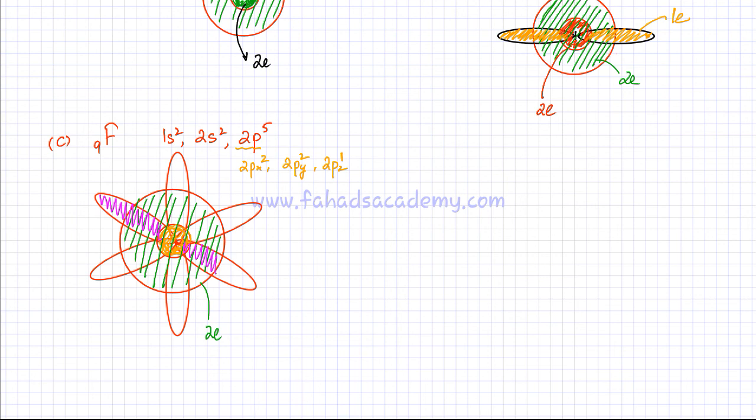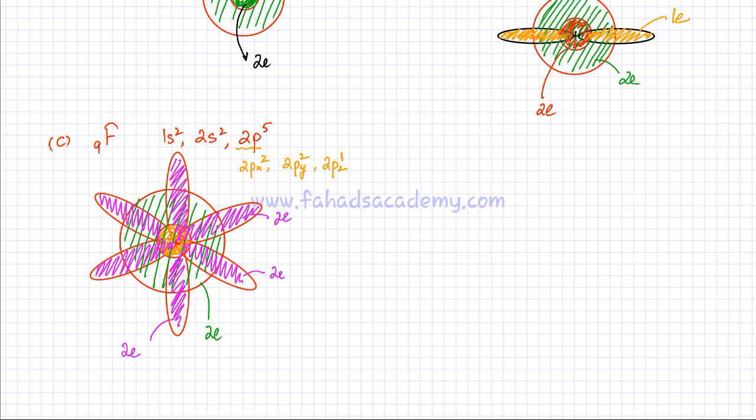So there would be 2 electrons in this 2px orbital, and there would be a further 2 electrons in the 2py orbital. So 2 electrons in this particular orbital, and there would be only 1 electron in the 2pz orbital. So this is how a fluorine atom would look like.